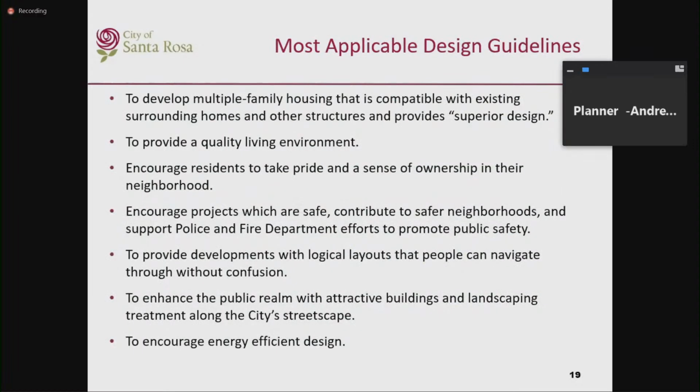Most applicable design guidelines: to develop a multifamily housing project that is compatible with existing surrounding homes or other structures and provide superior design. Provide a quality living environment, a place where residents can take pride and gain a sense of ownership in their neighborhood. Encourage projects that are safe and contribute to safe neighborhoods, and support the police and fire efforts to promote public safety. To provide developments with layouts and designs that make sense. To enhance the public realm through its treatment of the streetscape, as well as how it approaches the street, and to encourage energy efficient design as well.